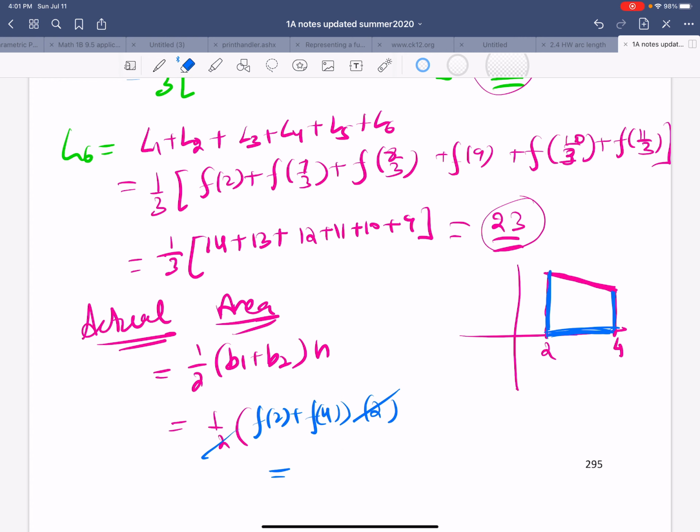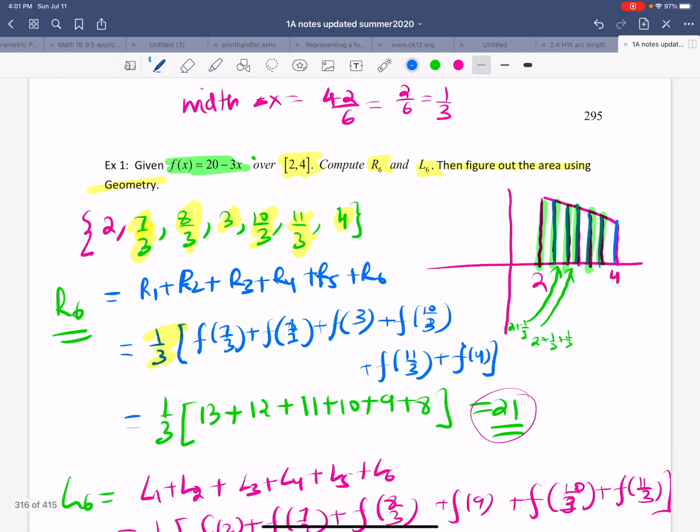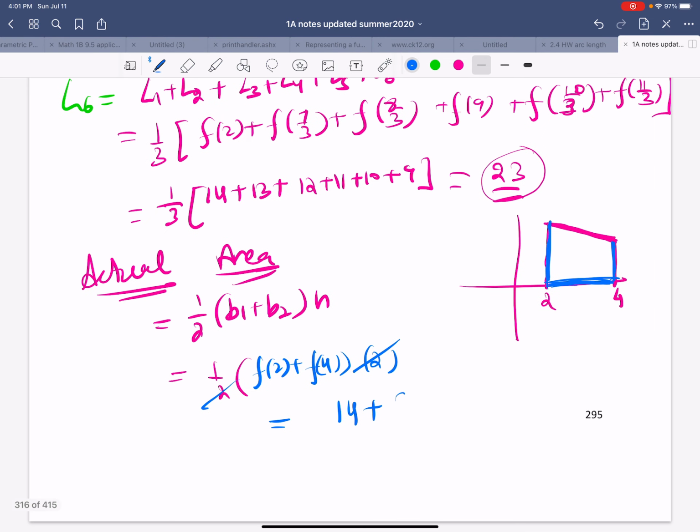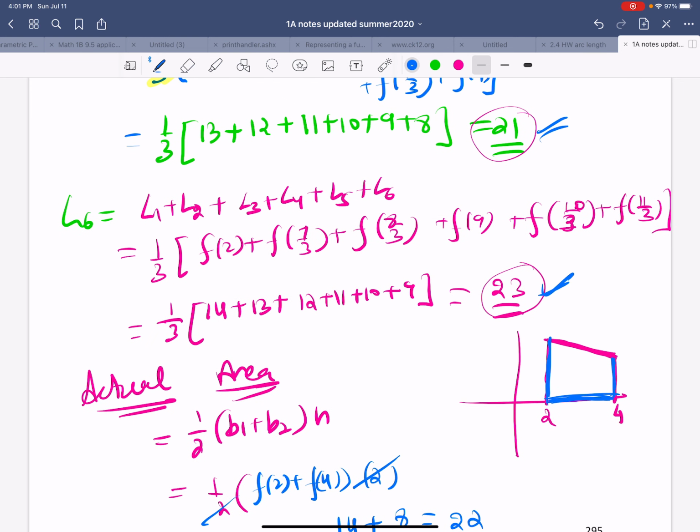20 minus 6 is 14, plus f of 4, which is 20 minus 12, which is 8. 14 plus 8 is equal to 22. So the actual area is 22, and we got a pretty good approximation in this case. And we see this was a decreasing function.